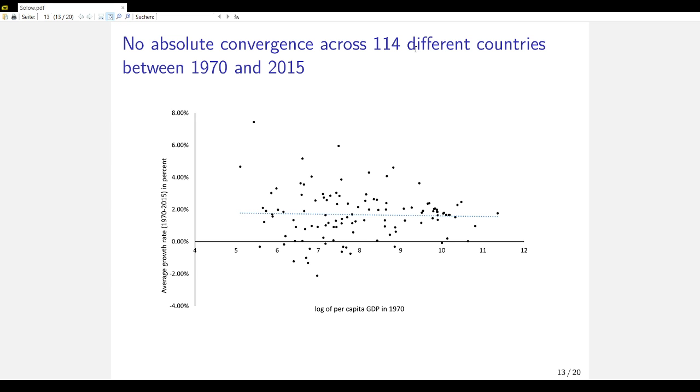And we know that the Solow model actually does not predict absolute convergence. What does the Solow model predict instead? It predicts conditional convergence, that countries that share the same steady state or similar steady states, only among these countries we would have the situation that the country with the lower income level would grow faster.